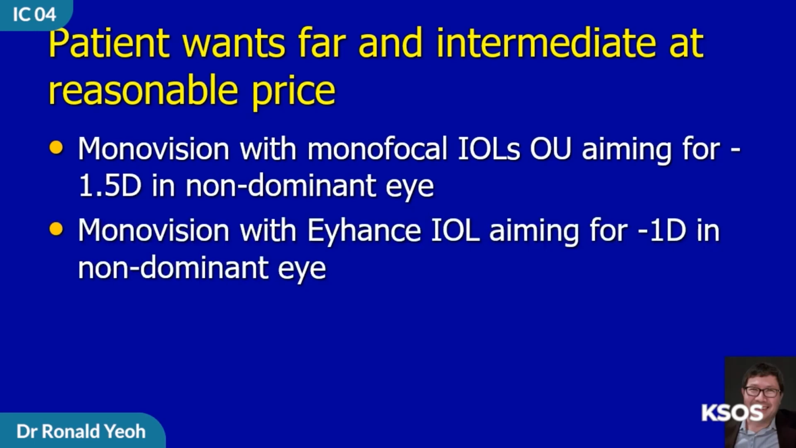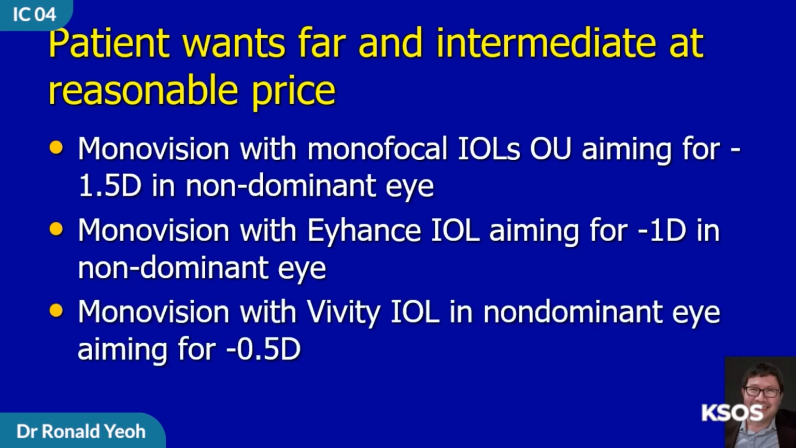But if you want to put in an Eyhance, because the Eyhance is also very cheap, you can aim for just 1 diopter minus in the non-dominant eye, and that reduces anisometropia. And of course, if you use the latest Vivity IOL in the non-dominant eye, you can actually aim only for half a diopter because of the built-in 1.5 diopters in the Vivity.